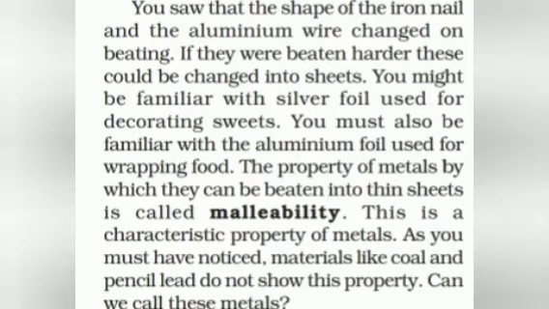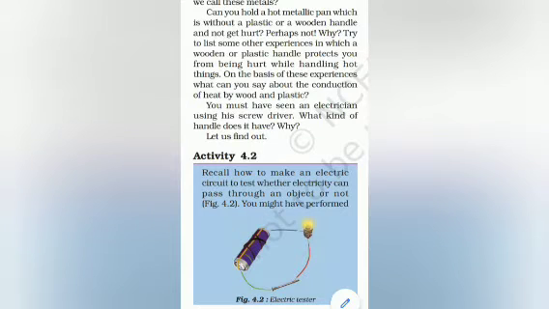The property of metals by which they can be beaten into thin sheets we call malleability. Malleability means when we beat or heat the material it will form into a sheet. This is the characteristic property of metals. If something is malleable, it is a metal. As you must have noticed, materials like coal and pencil lead do not show this property. Why is this? Because they are not metals.